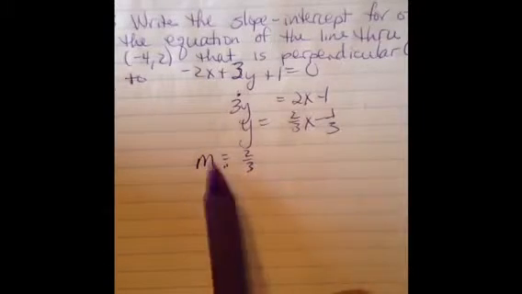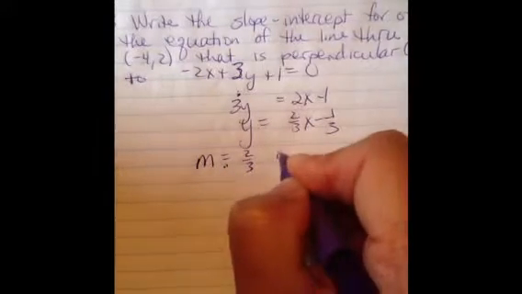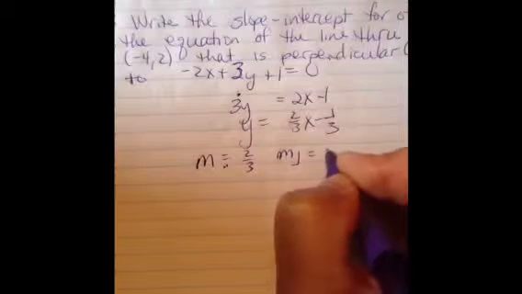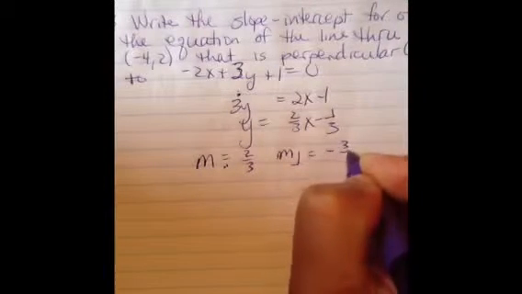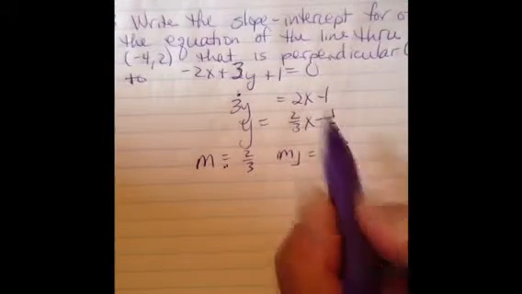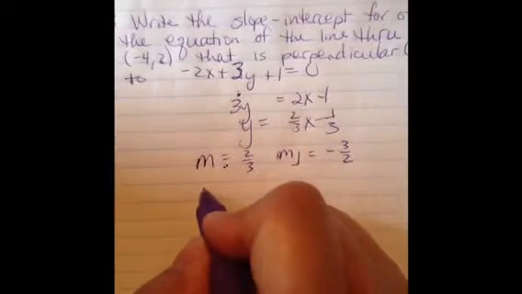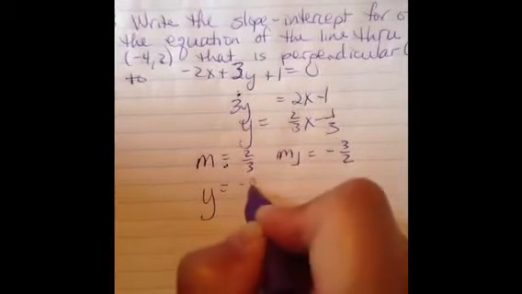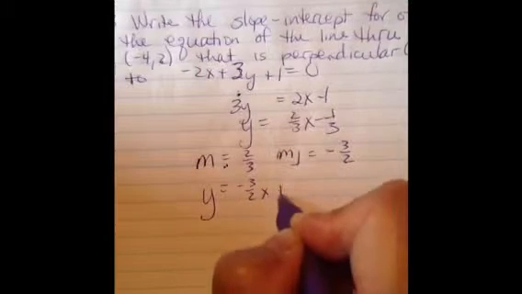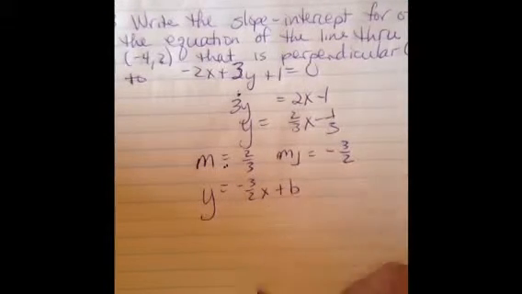Okay, so if the slope is this, the perpendicular line is going to be the opposite reciprocal. So now we have the slope and this point. Now remember, they want it in the slope-intercept form, so it's y equals -3 halves x plus b. I need to find the b.